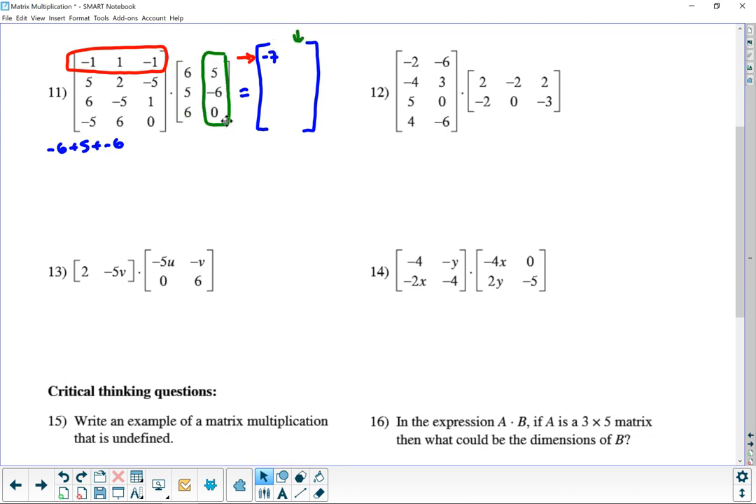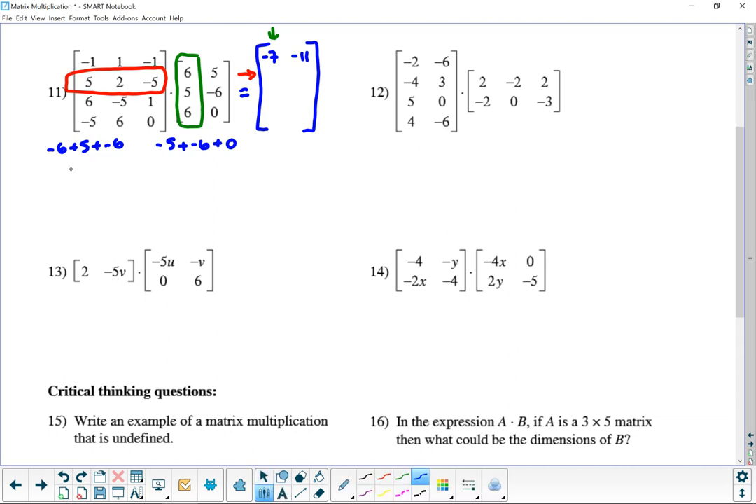Okay, if you want the next one, that means you just move this over. You do the same thing again. -1 and 5 is -5, plus 1 and -6 is -6, plus -1 and 0 is 0. So total is -11. Okay, if you want the next one down, it'll be back to the first column. 5 and 6 is 30, plus 2 and 5 is 10. -5 and 6 is going to be -30. Right, so your total is going to be just 10.